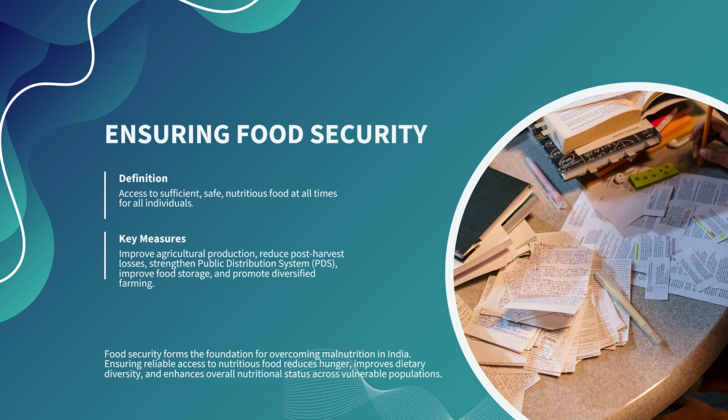Ensuring food security: the definition is that food security means access to sufficient, safe, nutritious food at all times for all individuals. The key measures for food security are: first, the most important one, improve agricultural production and reduce post-harvest losses, strengthen the public distribution system, PDS, like ration shops or Maveli stores like that, and also improve food storage and promote diversified farming. By this we can ensure food security in a country or a region.